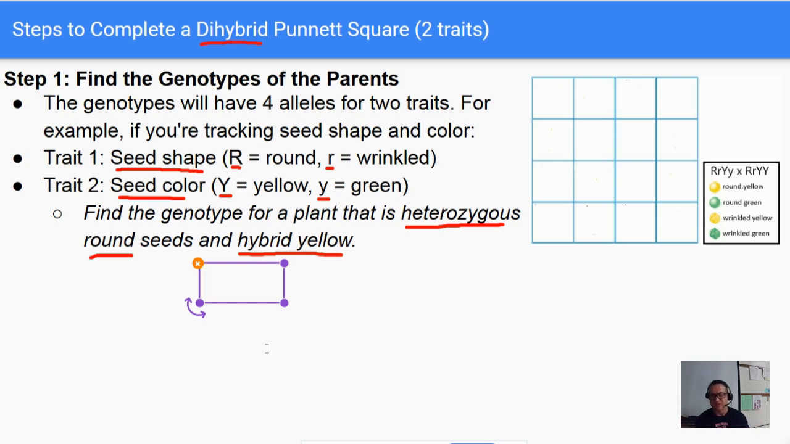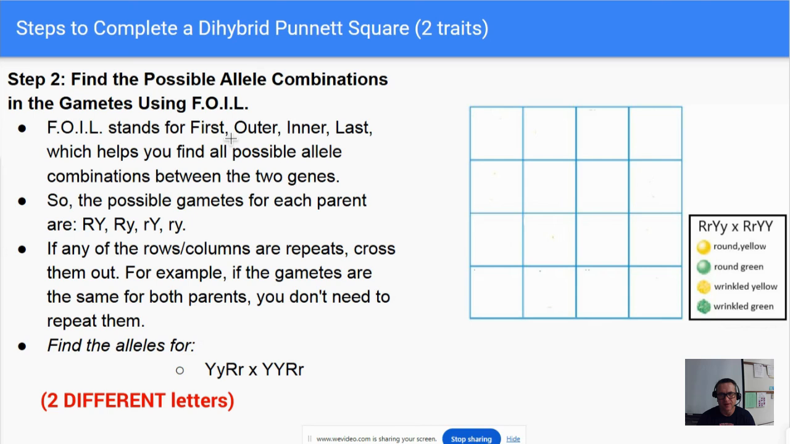All right, so heterozygous round. Heterozygous means different, so I need a big R, little r. There's your heterozygous round. Hybrid yellow. Remember, hybrid means the same thing as heterozygous. It means you have 2 different alleles. So hybrid yellow is going to be big Y, little y. And voila, there you have the genotype of the first parent. It's 4 letters, 2 alleles for the seed shape and 2 alleles for the seed color.